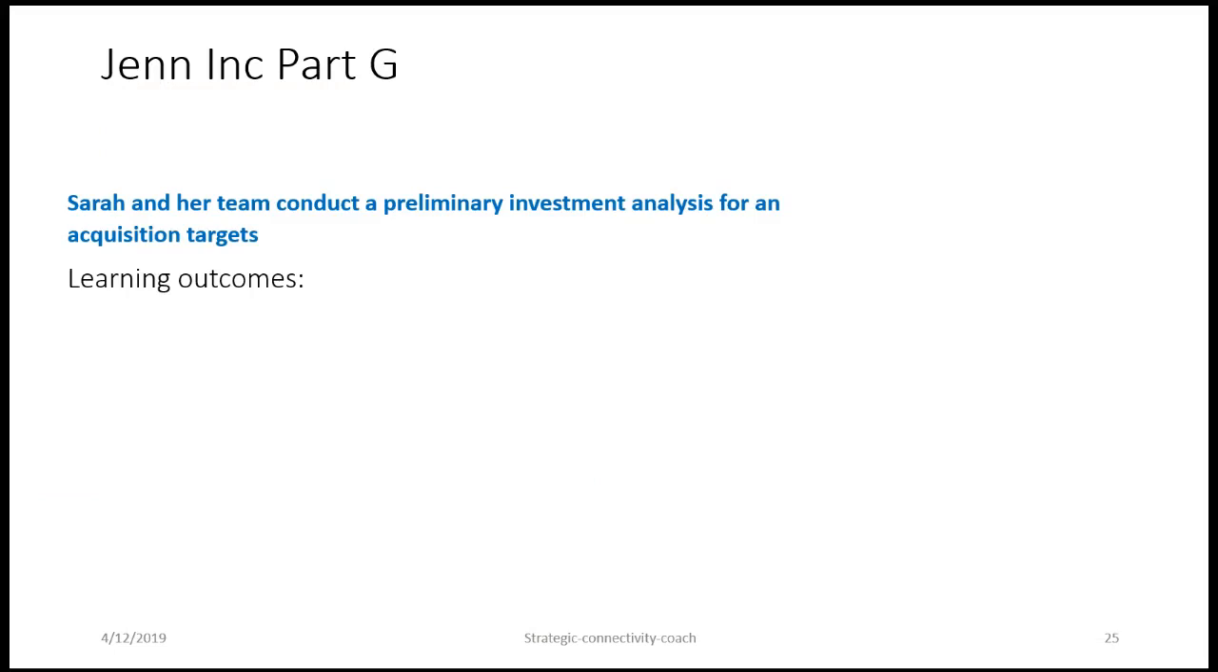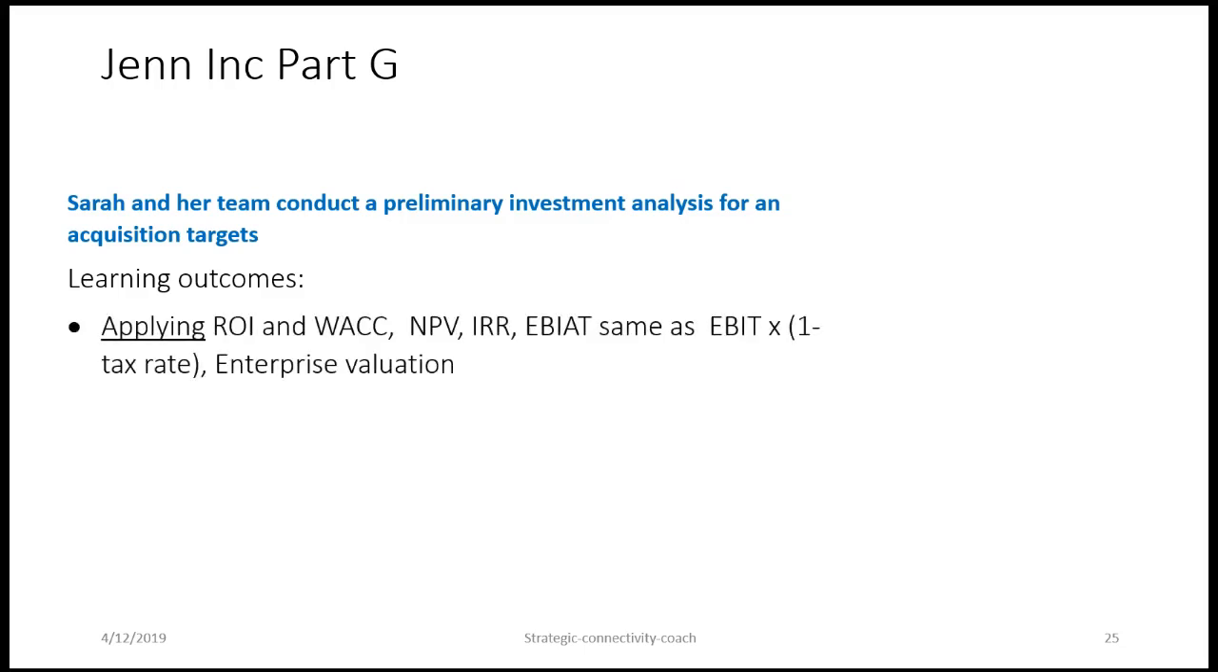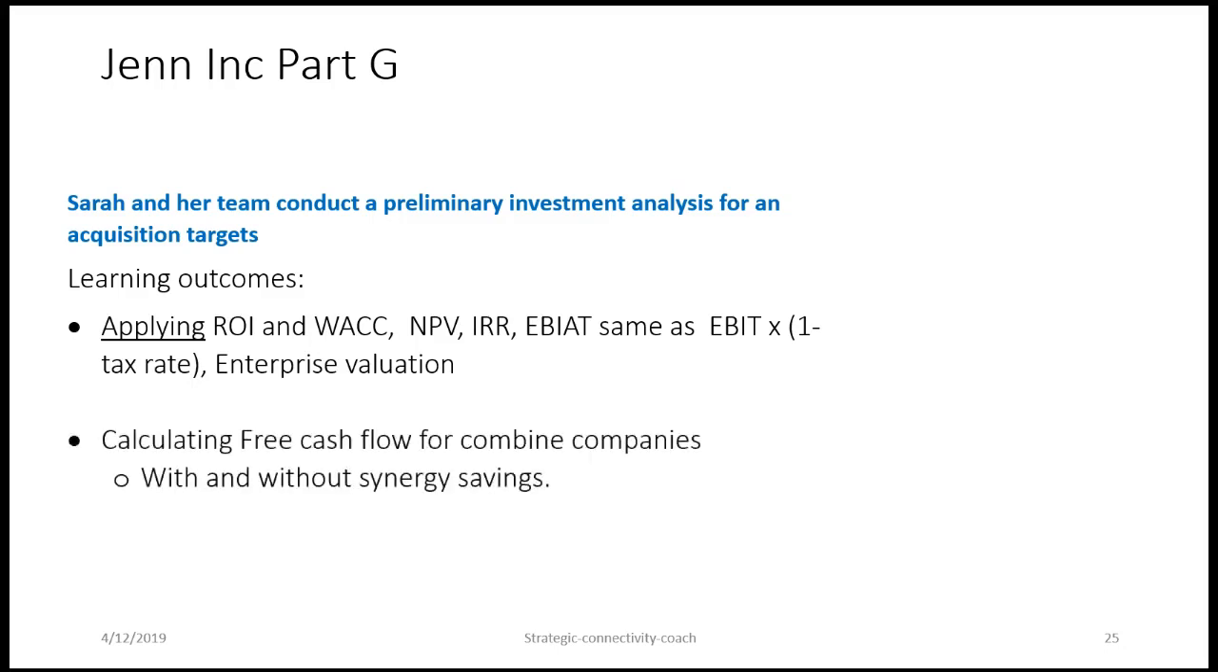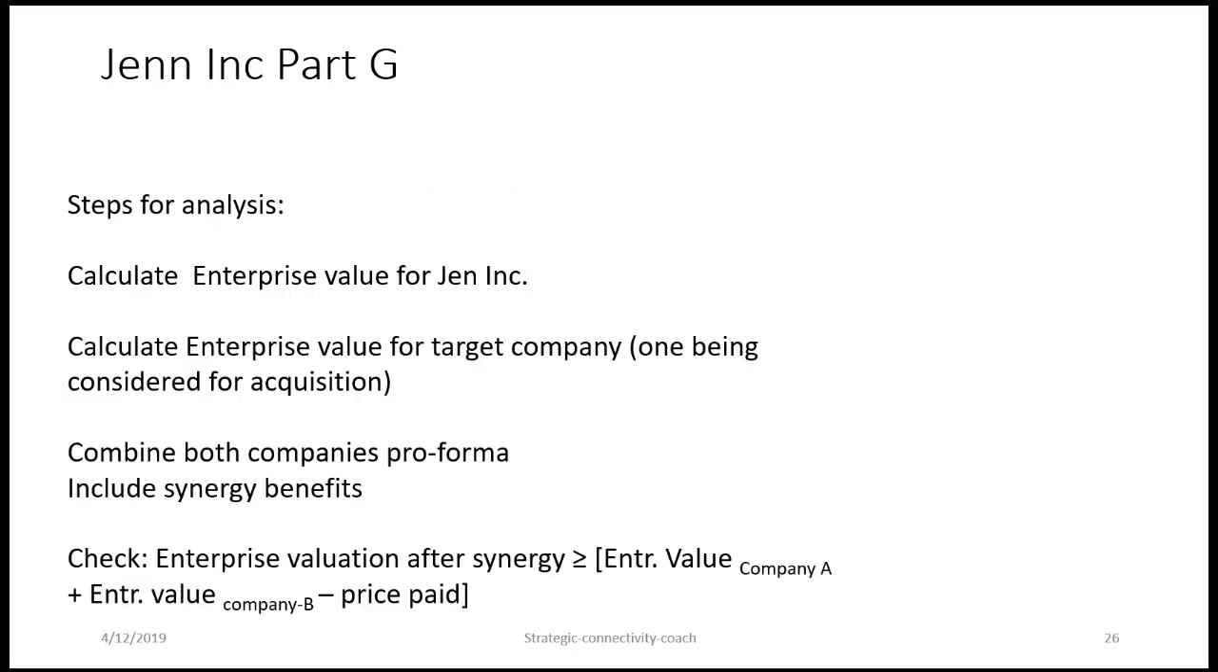Here, Sarah and her team are conducting an investment analysis for an acquisition. The learning here is applying the ROIC, there should be a C in there, and WACC, NPV, IRR, applying EBIT and so on, and calculating the cash flow with and without synergy. The new learning is that we're going to take company A, which is Gen Inc., and company B, which is Max Inc. We're going to combine them and see if there is any synergy we can get by combining the companies, and what that means from a financial analysis perspective. That's the whole idea.